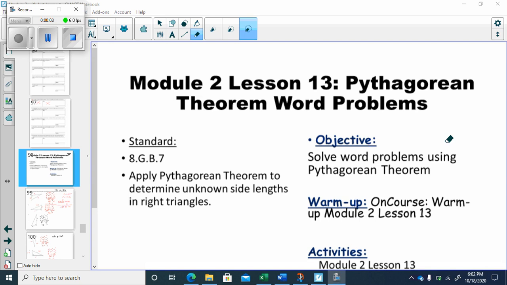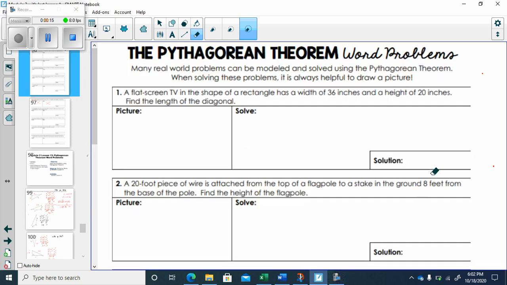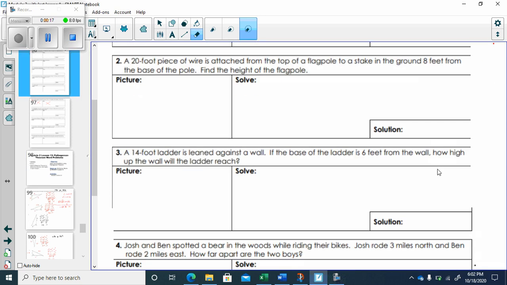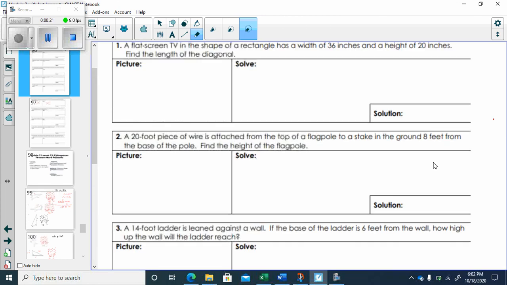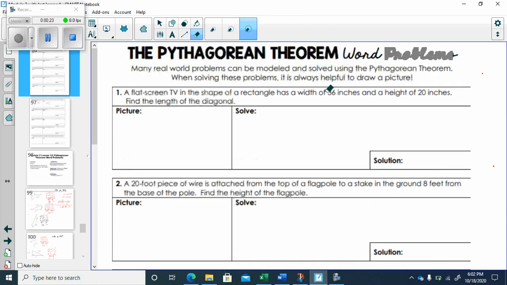This is Module 2, Lesson 13, Pythagorean Theorem word problems, where we're going to apply the Pythagorean Theorem to determine unknown side lengths in triangles, okay? We're going to do these in word problems. Now, these are indeed in your packets. I think this is page 30 something. I can't remember exactly. Look for it. It says Pythagorean Theorem word problems, okay? And we're going to work these together.